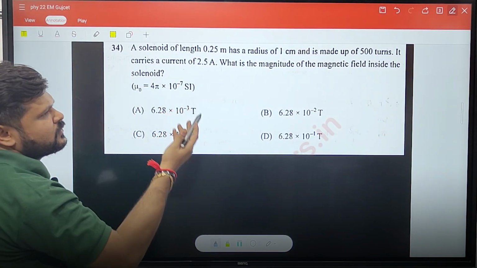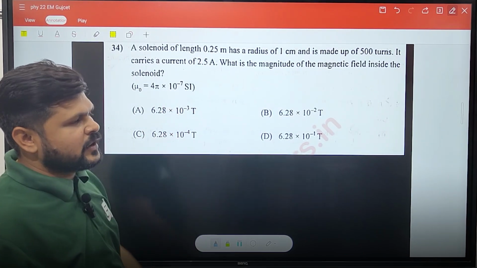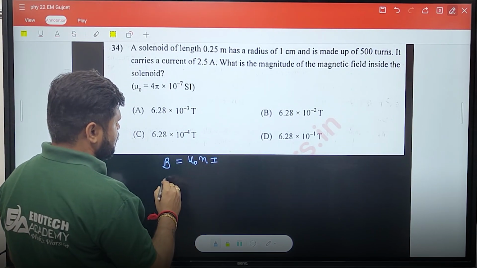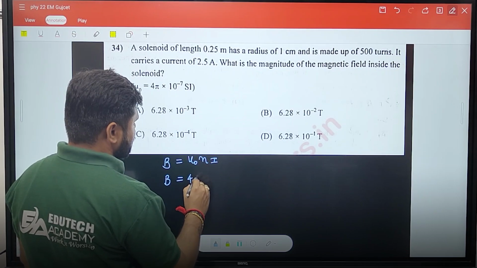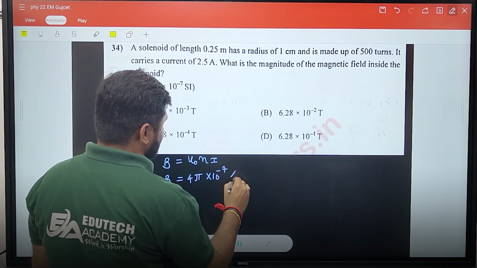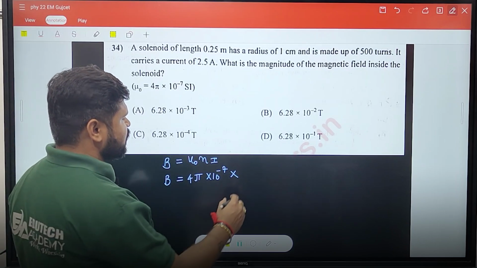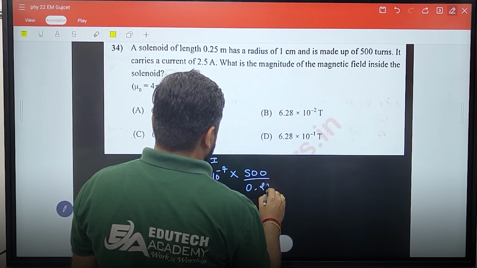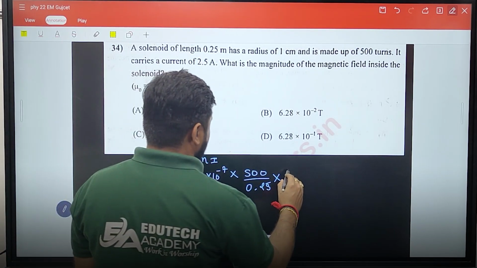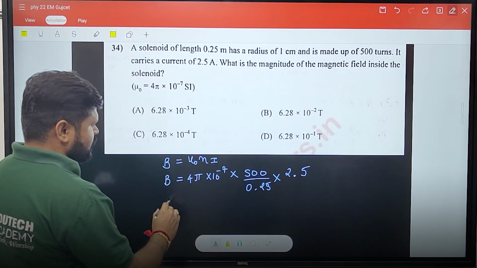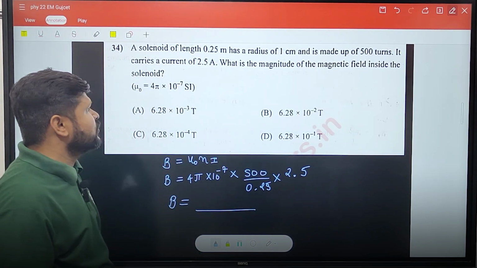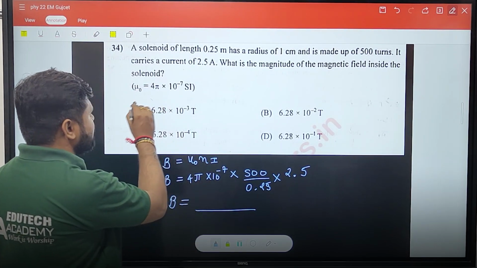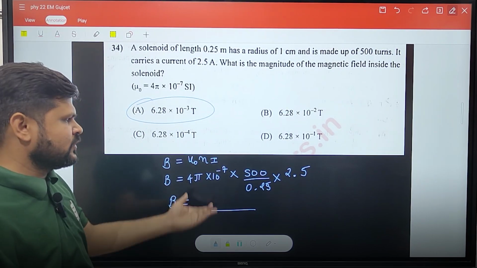Very easy MCQ, you can solve it on your own. That is the solenoid. We are asked to find out the magnetic field. Just use this formula, B equals mu 0 n i. Place the value of mu 0, that is 4 pi into 10 raised to minus 7. Small n is capital N by L. Total number of turns are 500, length is 0.25, and current I is 2.5 ampere. So by calculation you can find the answer, very easy MCQ. The answer is 6.28 into 10 raised to minus 3 Tesla. This will be your final answer when you solve it.